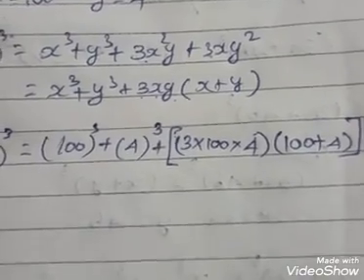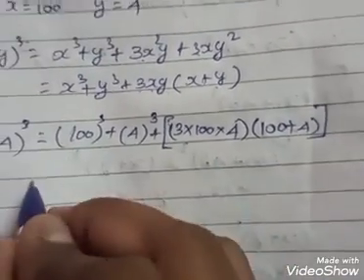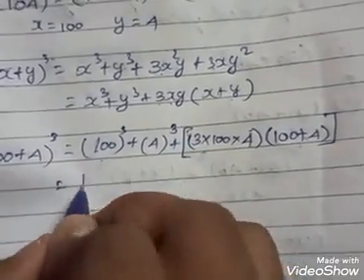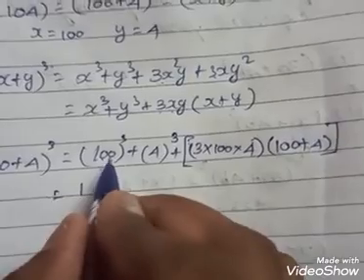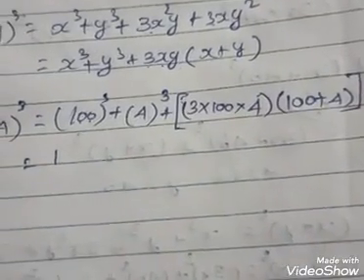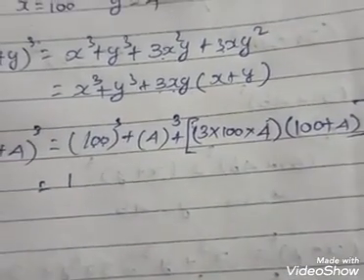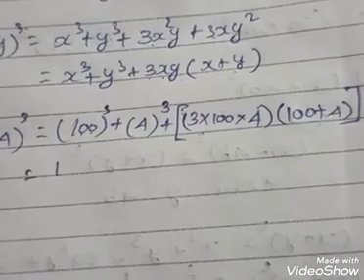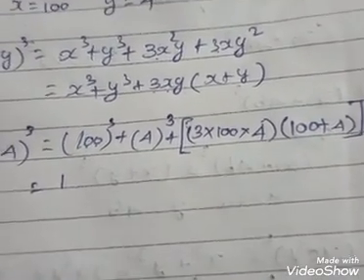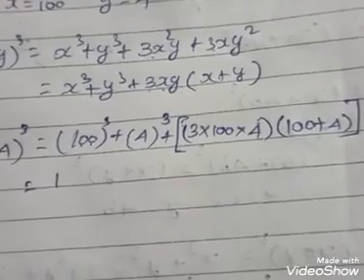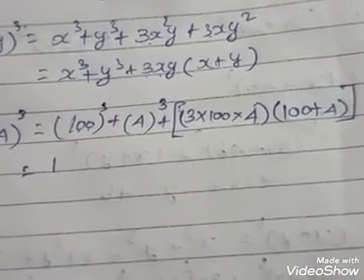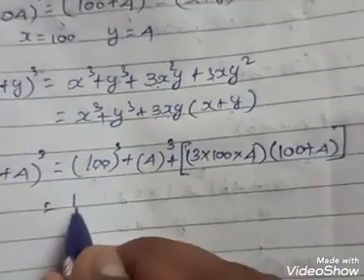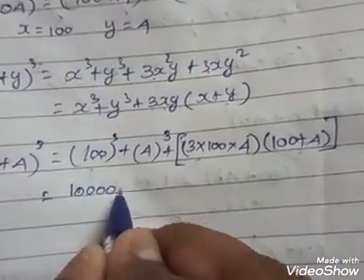For 100 cube, simply 1 is always 1. How many zeros are there? Two. So the zeros can be repeated three times: 100 into 100 into 100. Two zeros repeated three times, two threes are six, so it becomes 6 zeros: 1, 2, 3, 4, 5, 6.